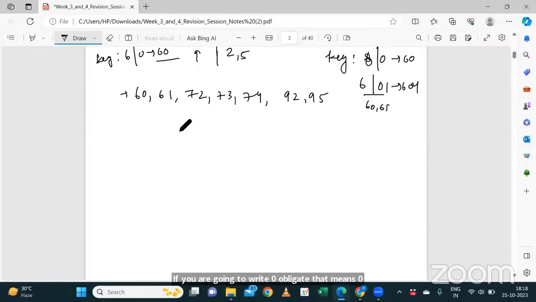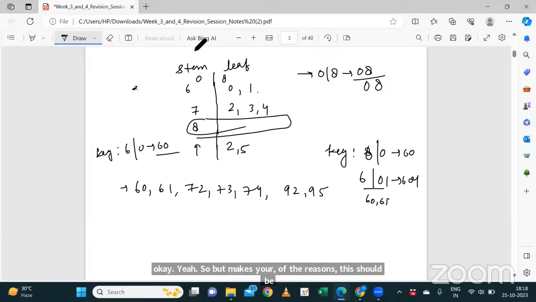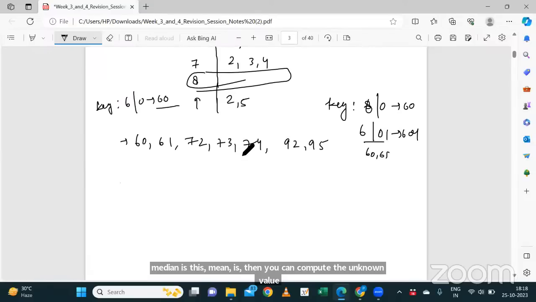Sir, if X is present in the data set, then how do we calculate X? If only X is present, some other information should also be provided, like the median is this, the mean is this. Only then can you compute the unknown value. Sir, why is this not written in a simple format?